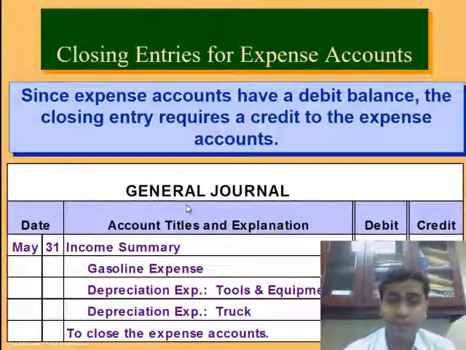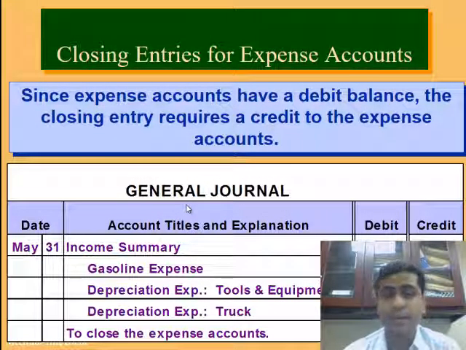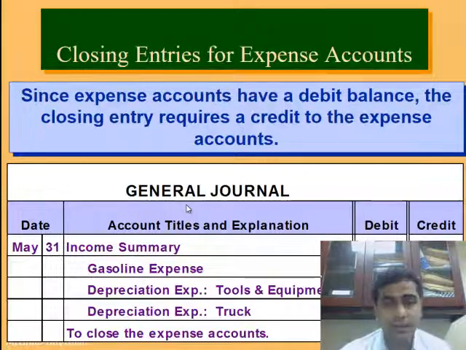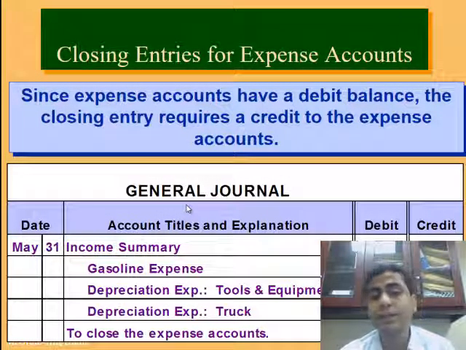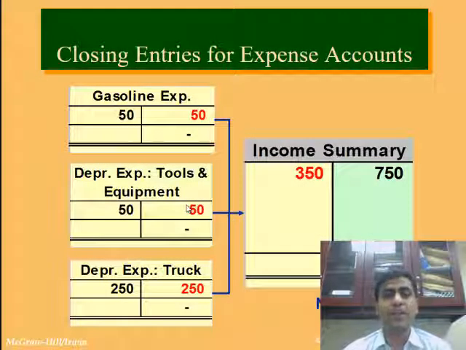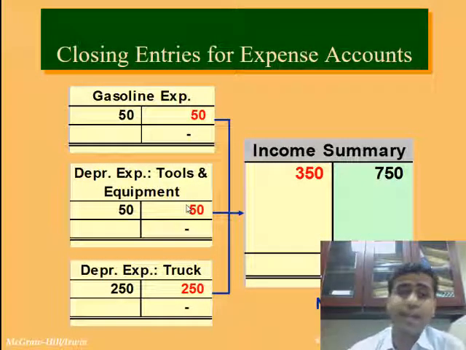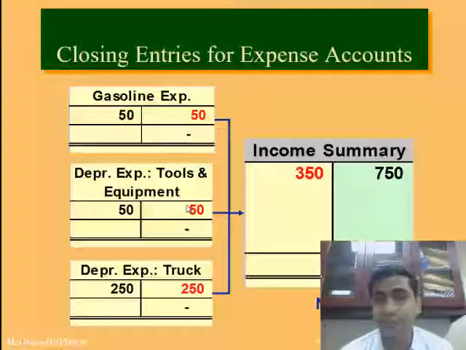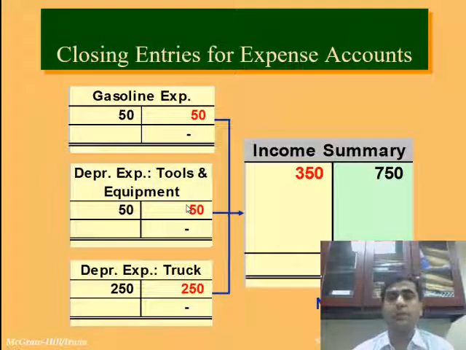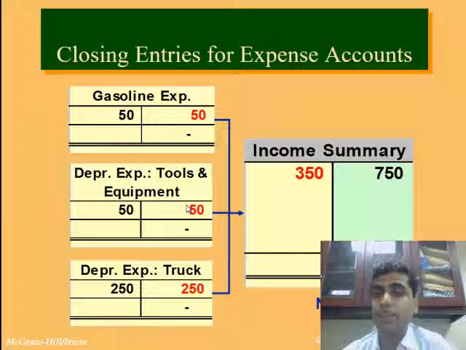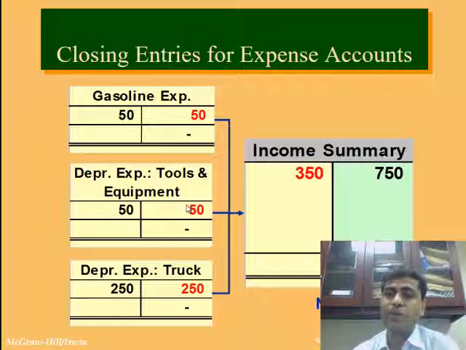In the same way, the normal balance of expenses is on the debit side, so we close them by crediting all the expenses and debiting the income summary. We can see here that the normal balance was on the debit side, so we credited all the expenses and debited the income summary account. Now we can see that the sales revenue was 750 and the expenses 350, and the remaining income summary amount is 400, which is the same net income that was in the income statement.